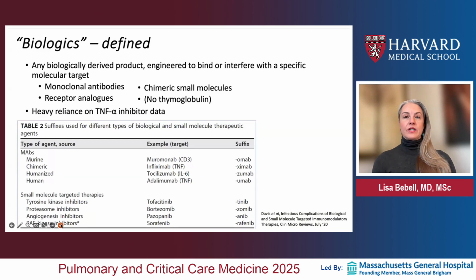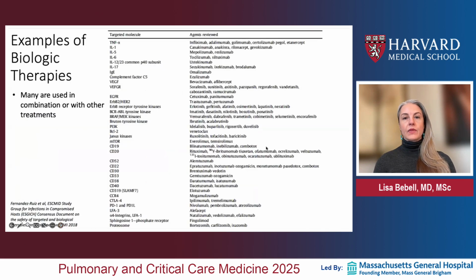Biologics are really these biologically defined products which are engineered to bind or interfere with specific molecular targets. The data that we have to rely on in terms of their risk in contributing towards infections really relies heavily on TNF-alpha inhibitors because those have been around for the longest time. I put in this table some of the different suffixes that are used to identify the targets for those biologics as a bit of a cheat sheet. So when you're thinking about biologics, you can really think about what the examples are and what they might be targeting. There is a long list of biologic therapies, and I've just provided a short list here of some examples.